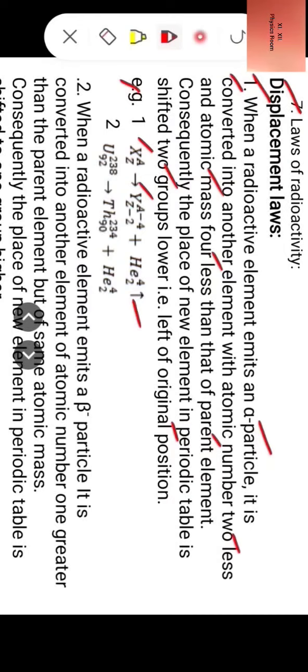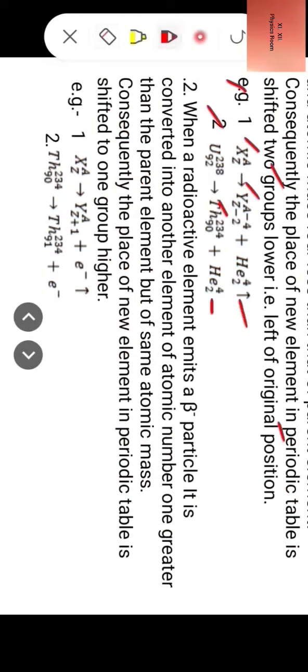Now let us take a practical example. Uranium-238-92, when it emits an alpha particle, is converted into thorium-234-90. Here atomic mass A, which is 238 initially, reduces to 234, less by 4. And atomic number, which is initially 92, reduces to 90, 2 less. So this is how we state the first displacement law.